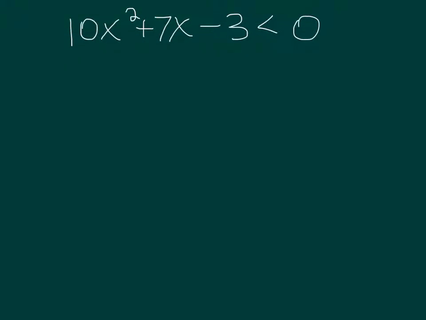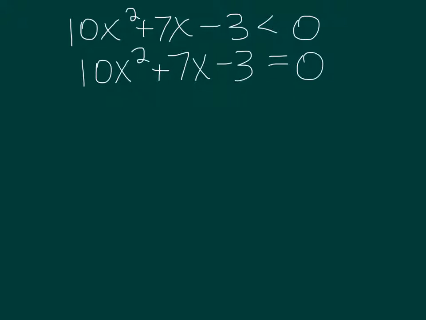Solving polynomial inequalities is just like solving absolute value inequalities. The key is to first solve the corresponding equation. So let's first look at 10x squared plus 7x minus 3 equals 0. This is a quadratic equation. We have a lot of tools to be able to solve a quadratic equation.